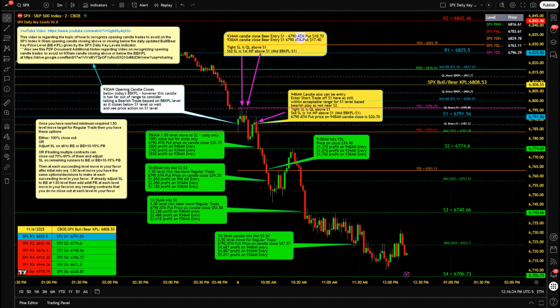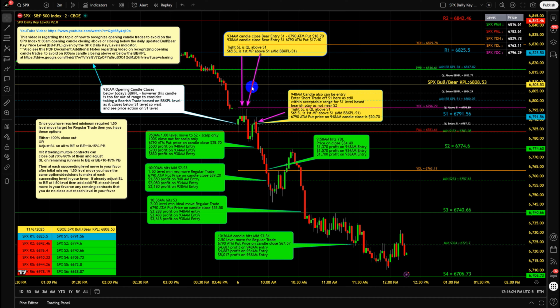The 6790 at the money put on the 9:34 a.m. candle close is priced at $18.70. On the 9:38 a.m. candle close, if you chose that one instead to take the entry on, the price on the candle close of that is $17.40.